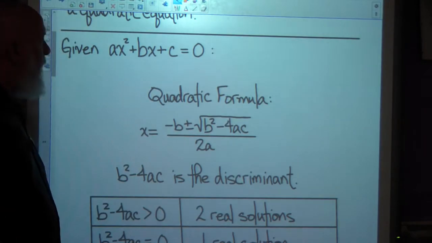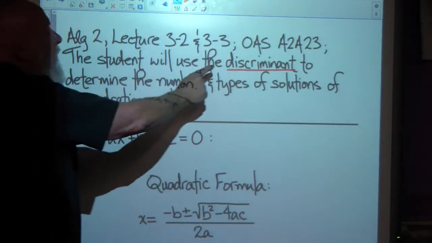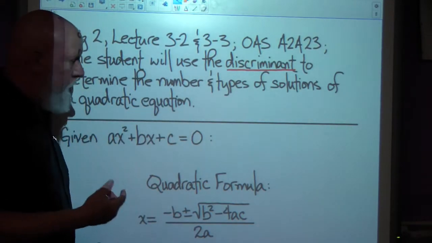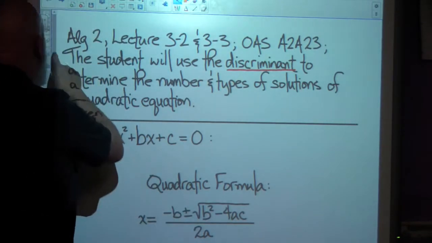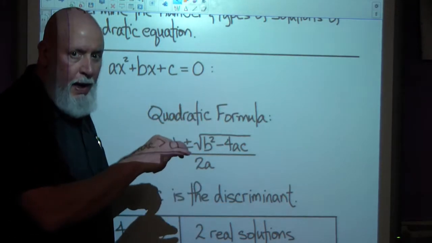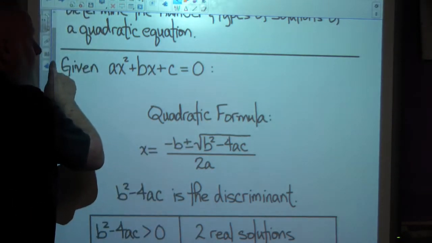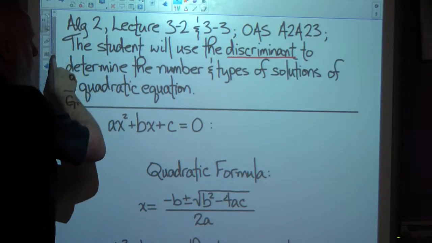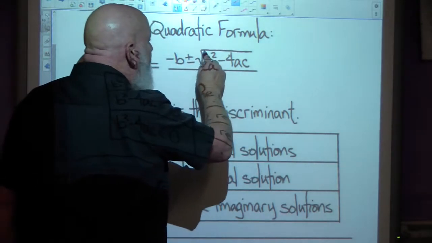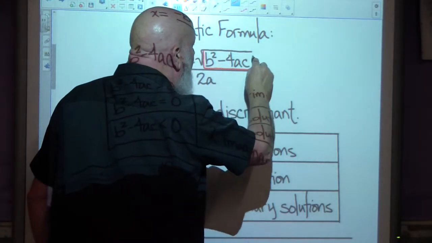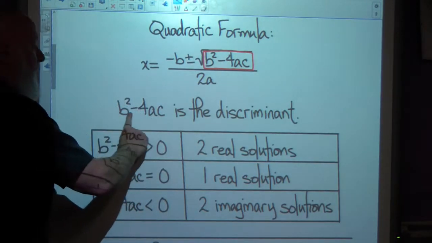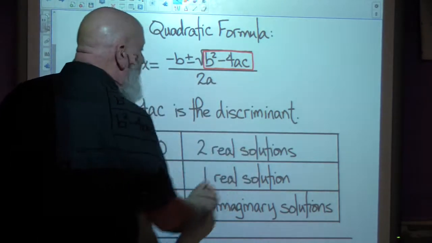What we want to do, though, is use the discriminant to determine the number of solutions this is going to give us and the types of solutions. It could give us real numbers, or if the number under the radical is negative, that will give us imaginary numbers. We did imaginary numbers. We take the square root of a negative, and it gives you an imaginary result. So we're going to determine the number and types of solutions based on the discriminant. So we need to talk about what the discriminant is. And the discriminant is this part right here. The part under the radical is what we call the discriminant. B squared minus 4AC is the discriminant.